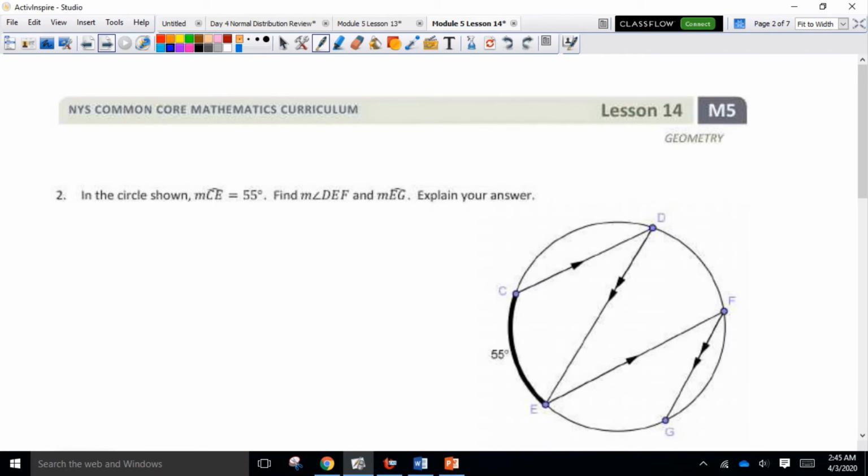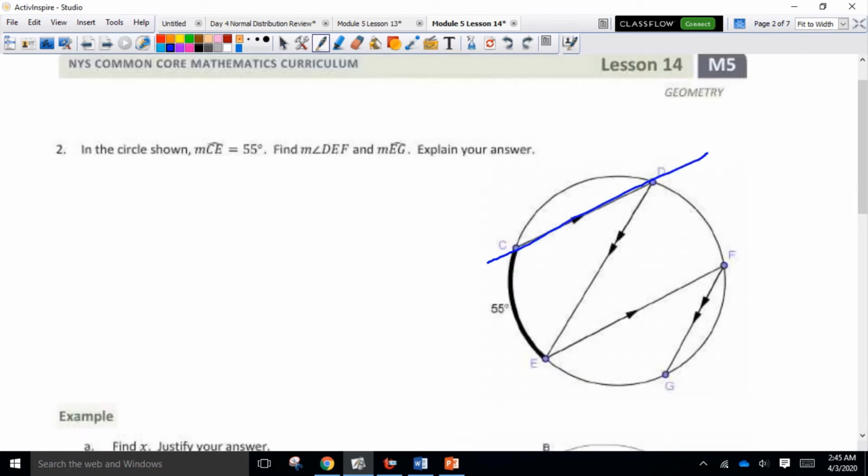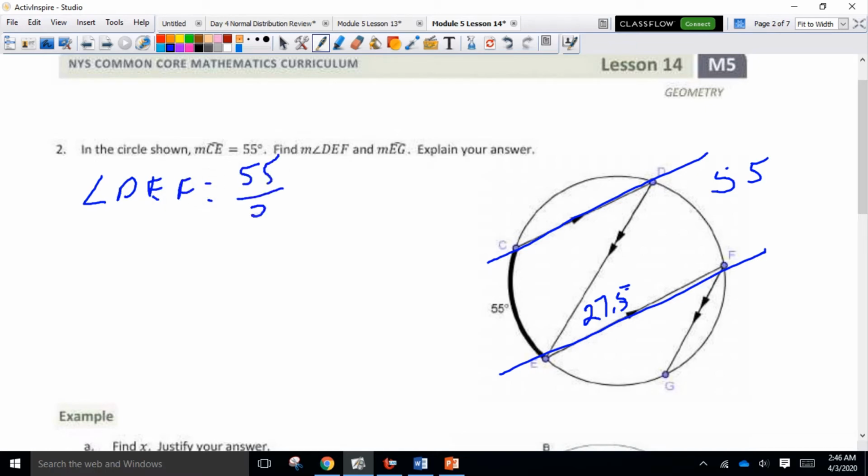Okay, next one. This arc is 55. These are parallel lines. So that means these arcs are equal. So that also is 55. And if that's 55, then angle DEF is 27.5 because it's half of 55. So half of 55, 27.5. And we know that because we have parallel lines and an inscribed angle.